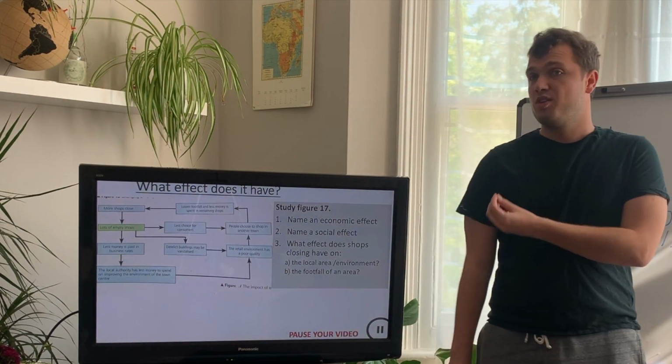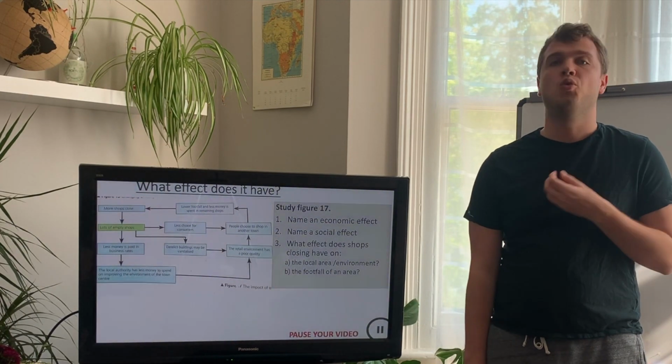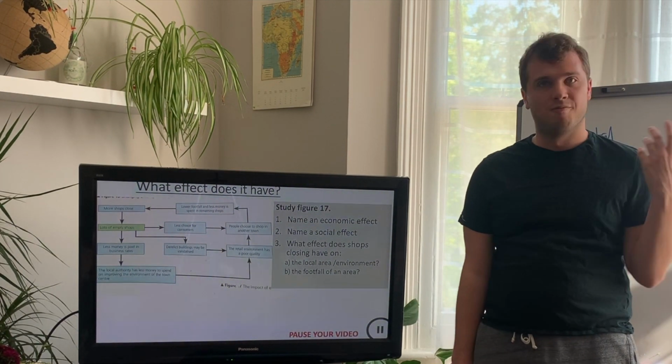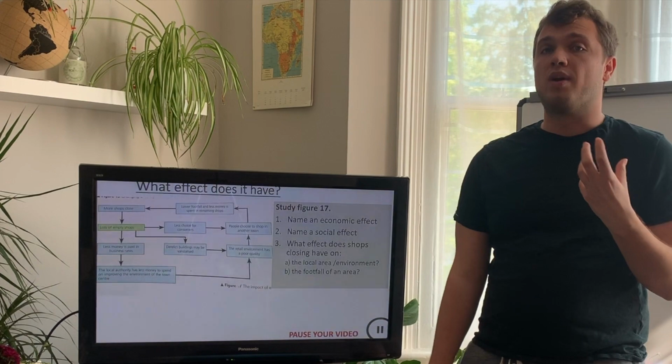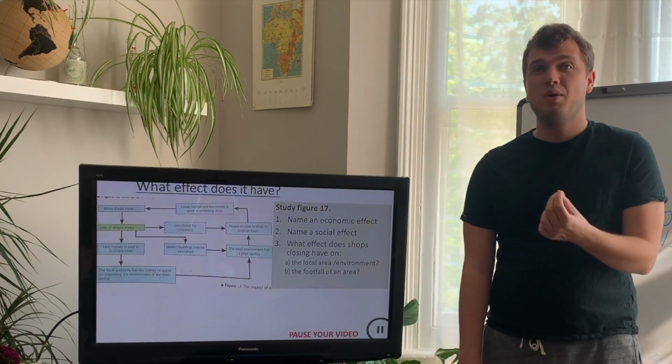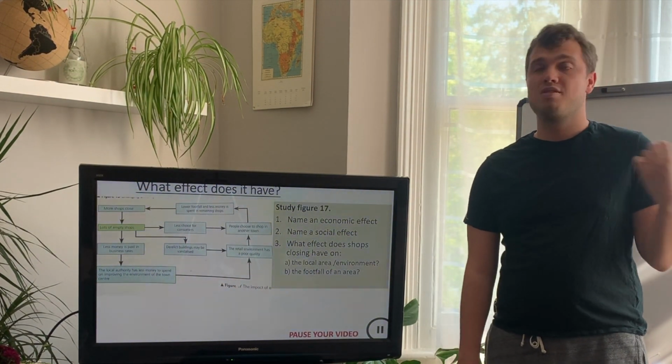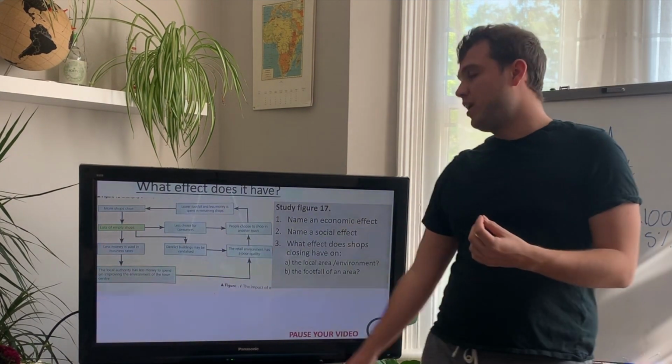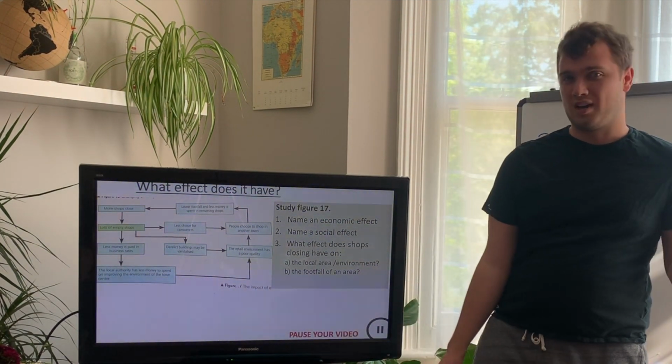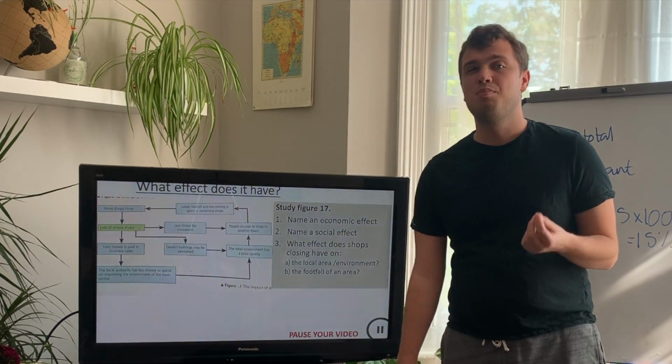Now, when we say environment, we don't always mean natural environment. You don't always need to be talking about greenery and lakes. It can be the built environment. So what's going to be the impact on the built environment in this area? What's that area going to look like? And what impact will it have on the footfall of an area? So what's going to happen to the footfall, the number of people on that high street?